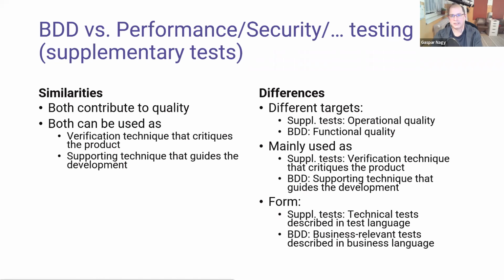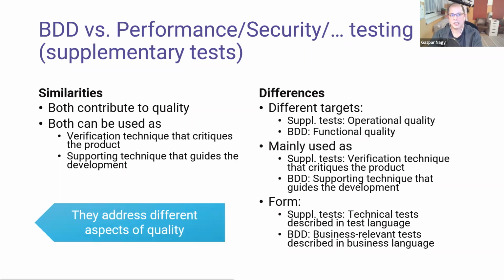The form of the testing might be different. For supplementary testing, typically these tests are described in a specific tool. For example, if you think about performance tests, JMeter is a very commonly used tool, whereas in BDD we are describing the tests in a business readable language, the Gherkin format that we have seen. So the bottom line is that they are addressing different aspects of quality. Again, a good extension of each other.